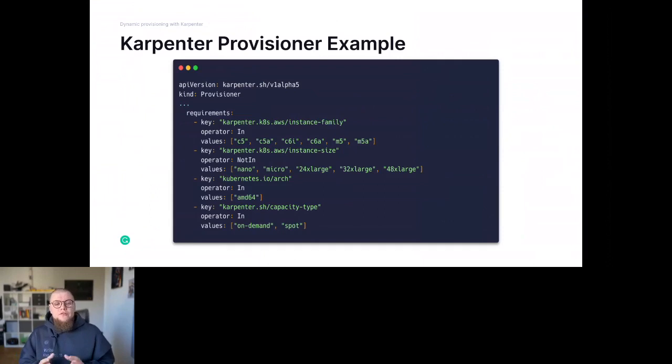Here is an example of Karpenter provisioner configuration. Here, we define instance families, not types, to allow Karpenter to choose from. But we set some limitations, skipping only the smallest and the biggest types. We also set both on-demand and spot purchasing options, so Karpenter could run spot when a user needs that.